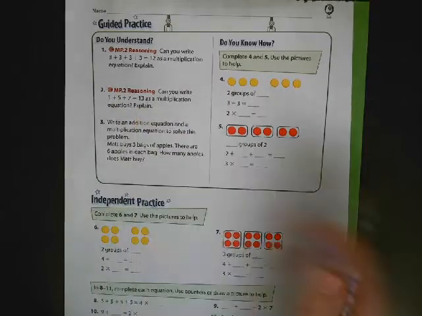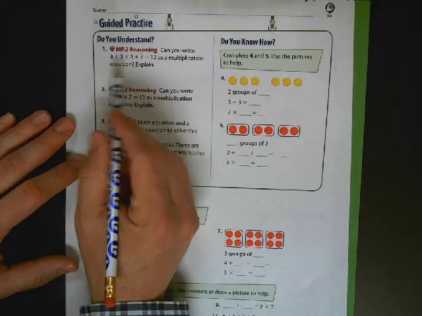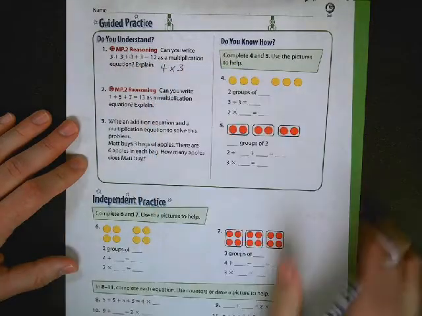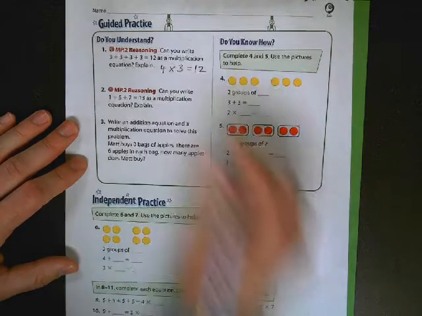When you multiply, this is 3 fours, right? Or 4 threes. 1, 2, 3, 4, 4 threes equals 12. You have to put your name on it.